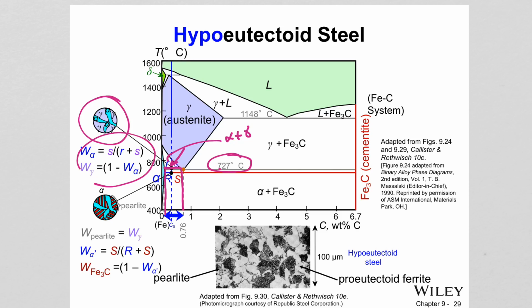Okay, so let's say you are at this point. That means you have alpha and then pearlite structure. So how do you read the composition?